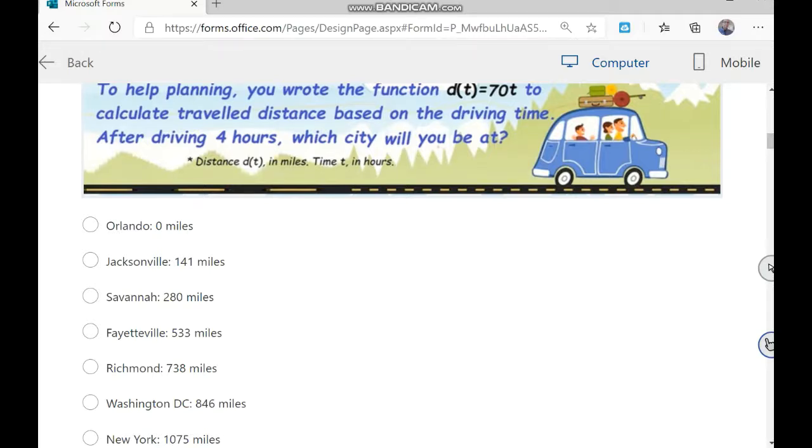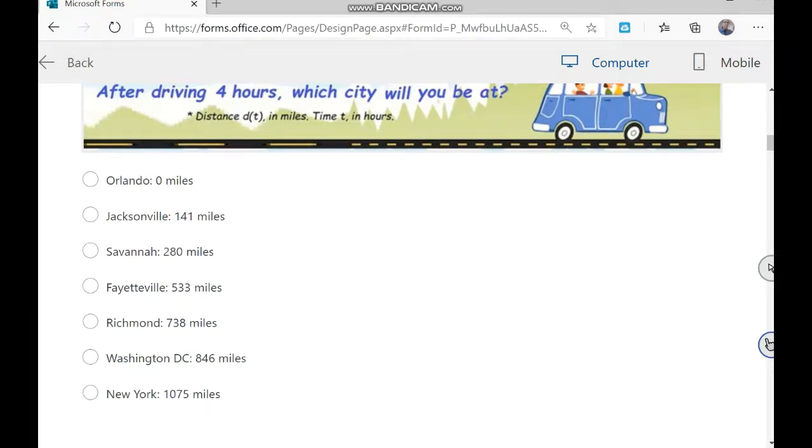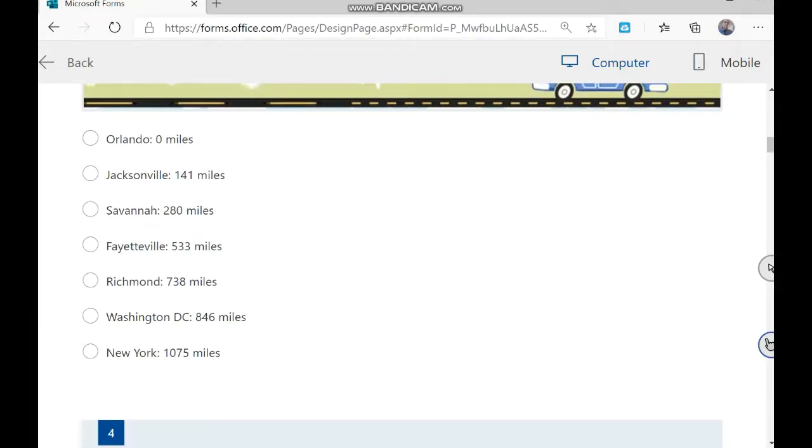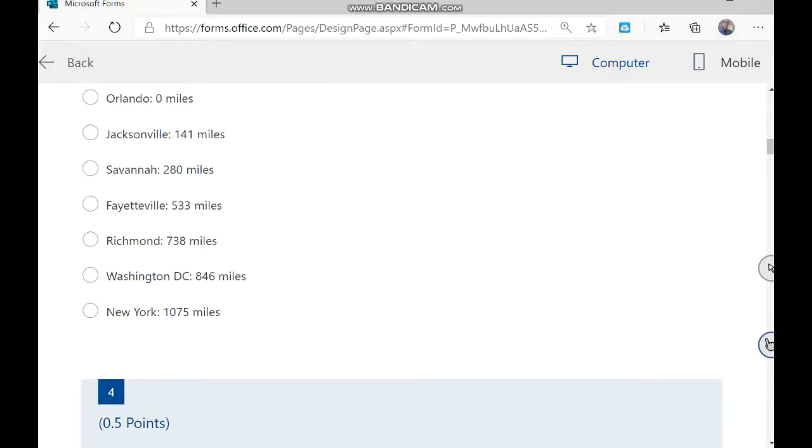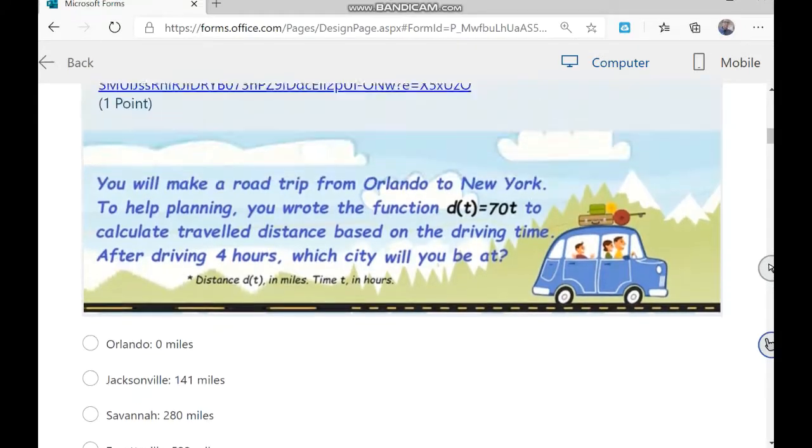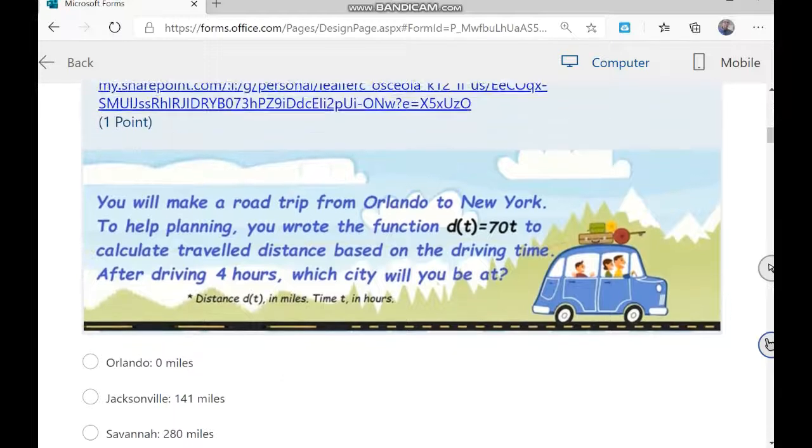Jacksonville was 141 miles, or Savannah, 280 miles, Fayetteville, 533 miles, Richmond, 738 miles, Washington DC, 146 miles, or you reach New York. I don't think so, right? New York is too far away. But anyway, this is a warm-up.